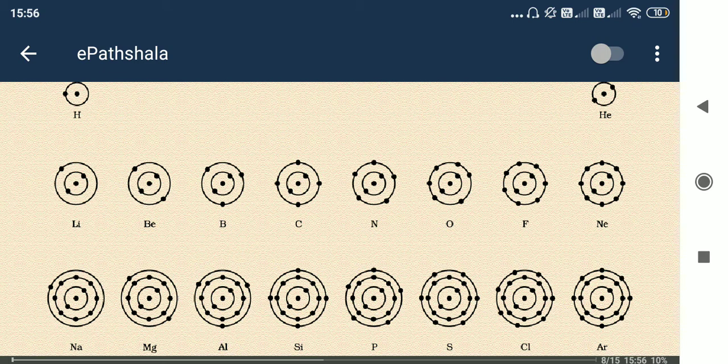In case of nitrogen we need 3 electrons, so the valency of nitrogen is 3. Likewise for oxygen the valency is 2, for fluorine it is 1, and for neon it is 0, because it is already stabilized.